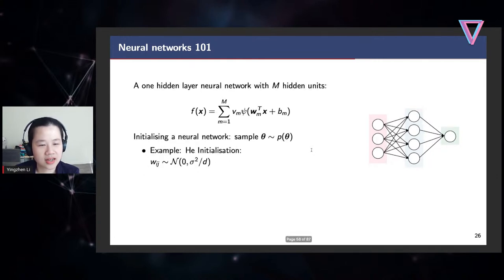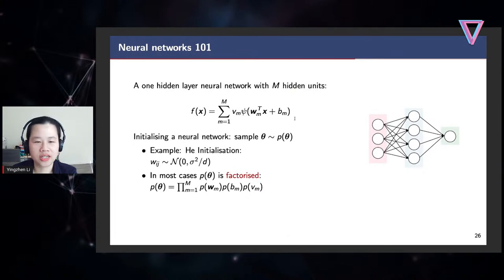Now let's see how we actually initialize the neural network, because you need to initialize the neural network before you train it, right? If you look at the packages in PyTorch or TensorFlow, there are a bunch of ways to do that, but they are more or less similar. For example, a typical solution is to initialize the weights with what is called He initialization. The idea is to sample each of the connection weights here from a Gaussian distribution with mean zero and some variance.